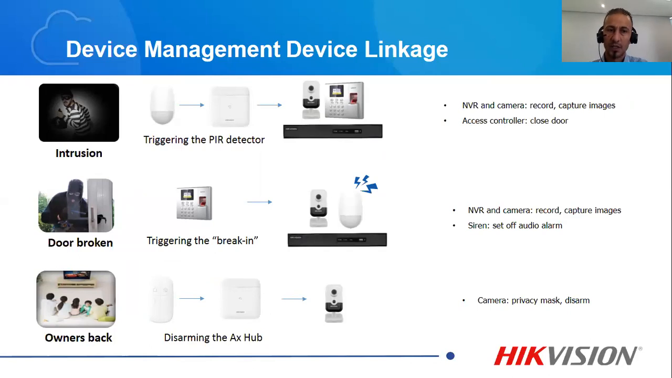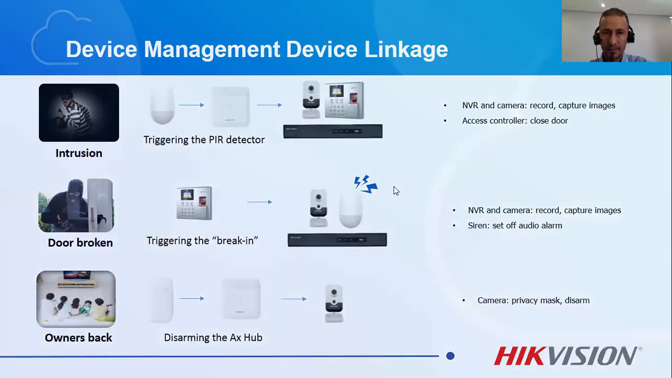Or if we have a physical door broken, we can have our NVR record, or we would like a siren to happen, or we alert the owner. Remember I said we can disarm the AX Pro, and then we can deactivate our physical camera for our privacy mask, because now we don't need to see recording happening because we are back at home.